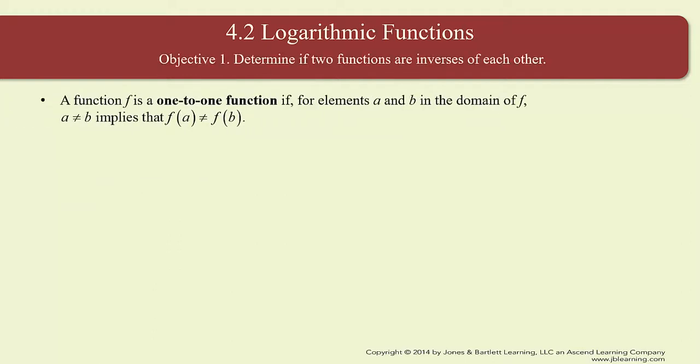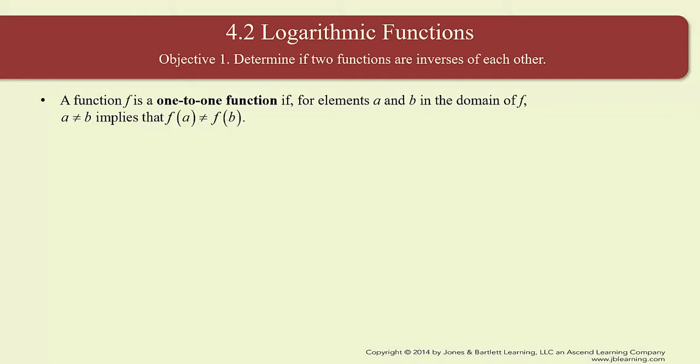So let's review this information from college algebra. You know, in college algebra, you probably talked about one-to-one functions. A function is said to be a one-to-one function if for any elements a and b that are in the domain of f, and they're not equal, so a does not equal b, that implies f of a does not equal f of b. That is what the definition of a one-to-one function is.